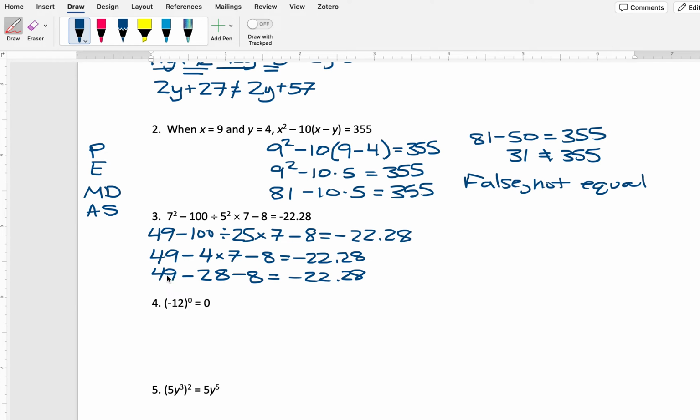And then finally, I can do subtraction, again going from left to right. So I'll start with 49 minus 28. That's going to give me 21. Minus 8, and again I can see even before I get to the end here that that's not going to equal negative 22.28. That is going to be 13. So 13, which does not equal negative 22.28. So again I'm going to write false, not equal.